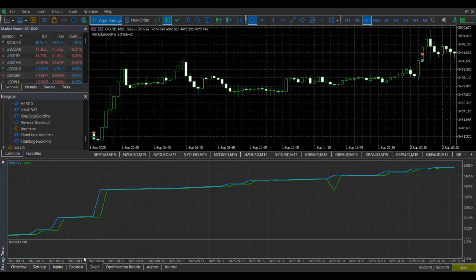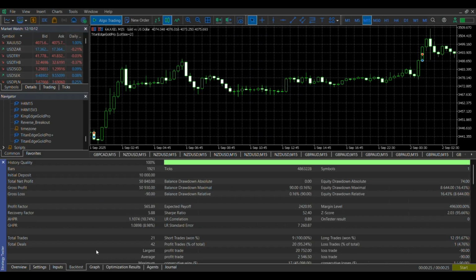Now let's move to the backtest result. As you can see, the initial deposit was 10k, the gross profit was 50,930, and the gross loss was only 90 USD. To be clear, it is a USD account, and the net profit is 50,084.